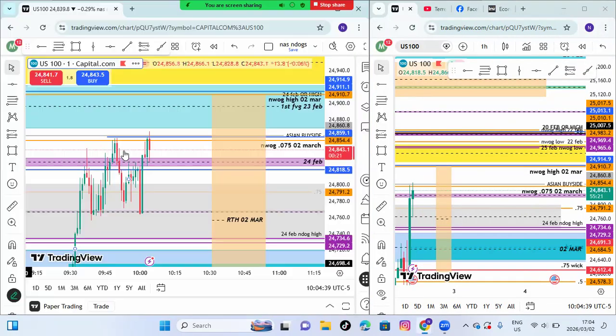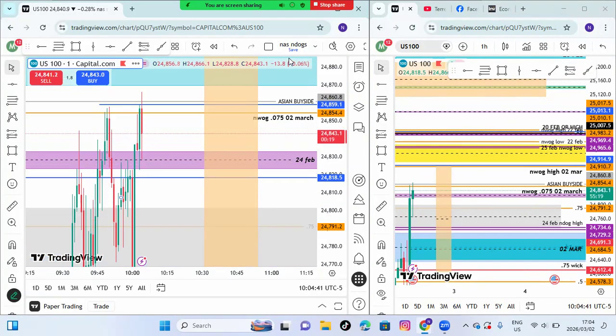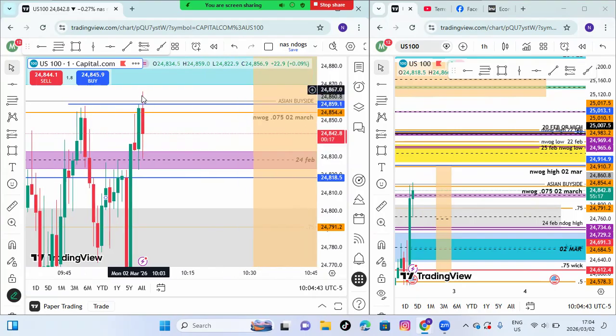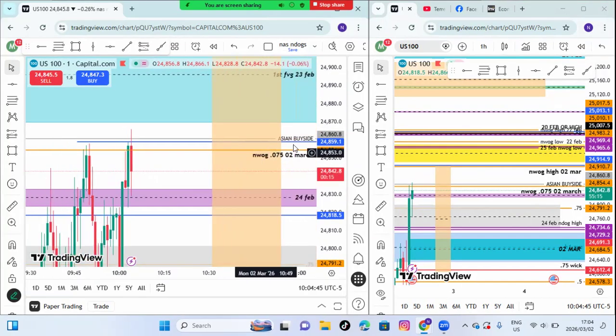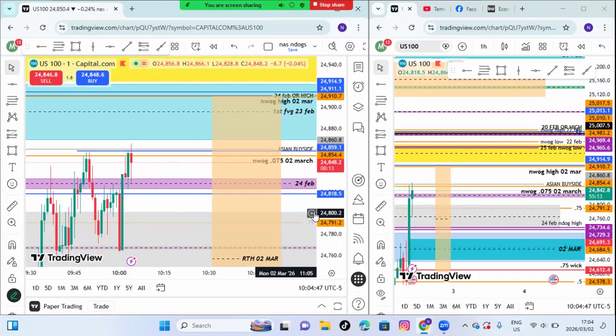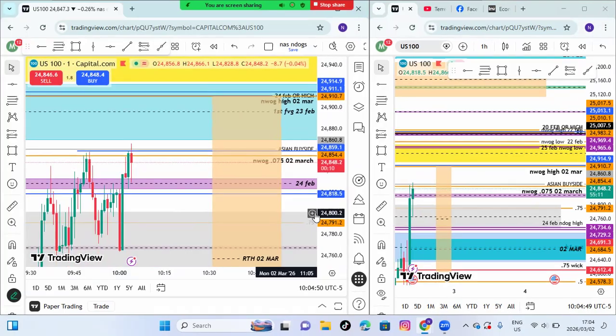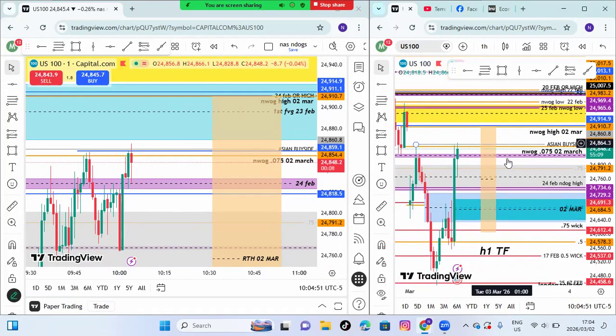Ready. Now the sell side has been tagged there. Tagged it. So what's that?